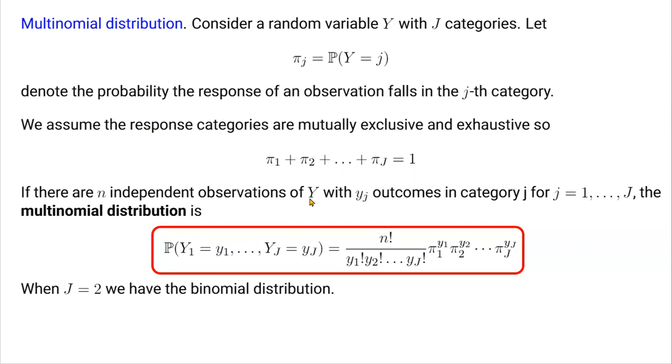Right, if there are n independent observations of y, you can read it yourselves, that the multinomial distribution is this guy here. If you set capital J to 2, you get the binomial distribution, right? So this bit here will be your n choose, well, easy to say. This will be your combinatorial bit. You know what I mean? N choose R, or n choose X, when you looked at the binomial distribution.